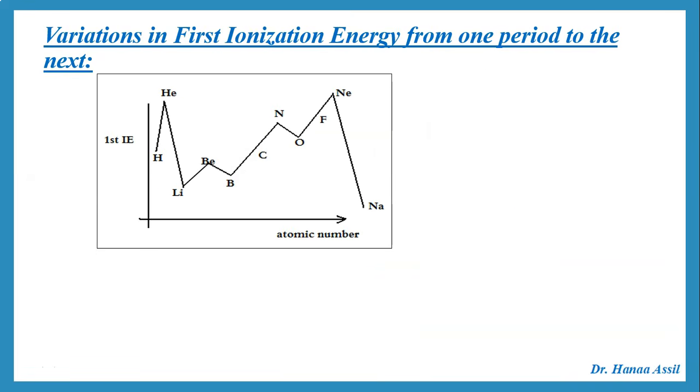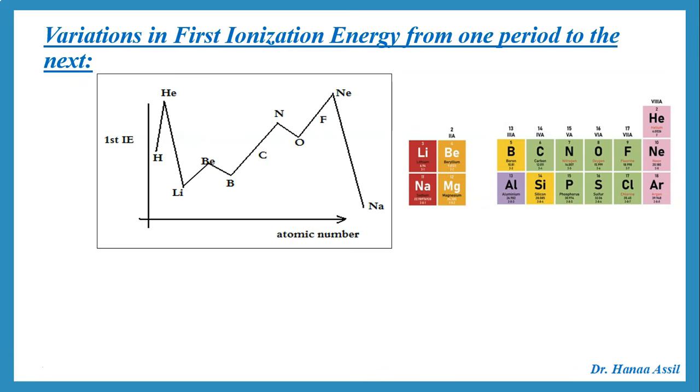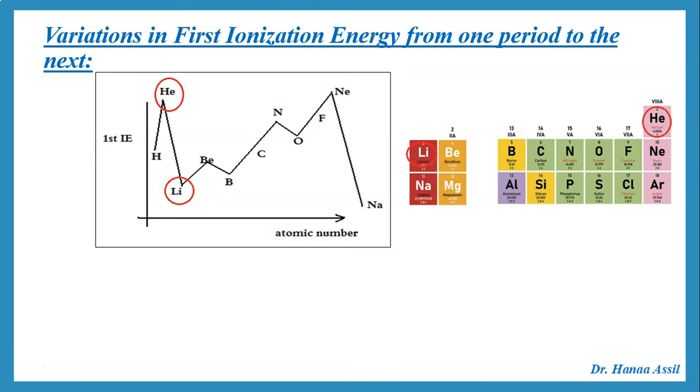So looking at the periodic table in general, what happens to the first ionization energy if I go from one period to the next? So for example, I have helium and then I want to go to lithium. So what happens from helium to lithium? There is a huge drop in the ionization energy. It decreases.